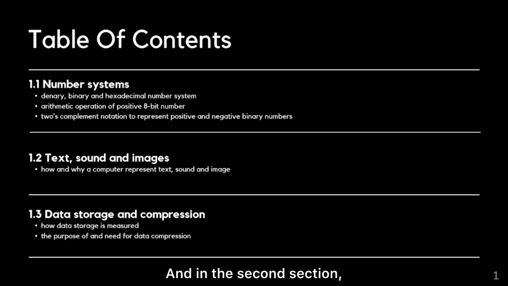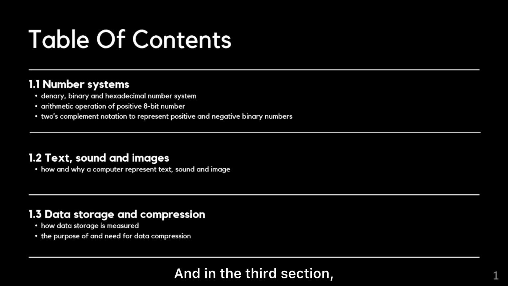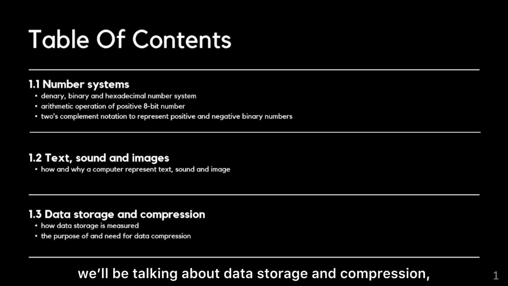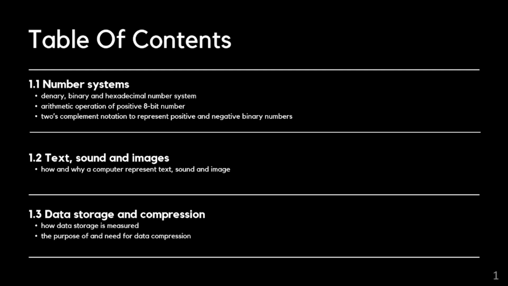And in the second section, we'll be talking about text, sound, and images, which is about how and why a computer represents text, sound, and image. And in the third section, we'll be talking about data storage and compression, which is about how data storage is measured and the purpose of and need for data compression. So let's get started.